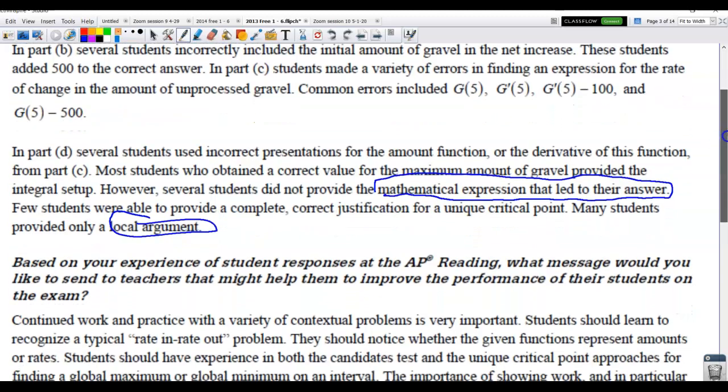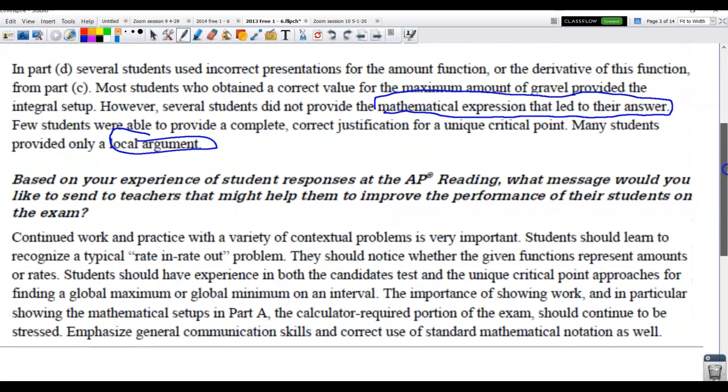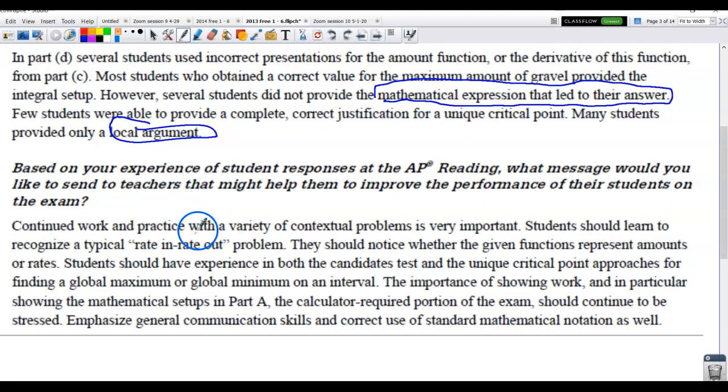Based on your experience, what would you tell students and teachers? Keep practicing in rates and out rates, is basically what they're saying, and that's what we're doing. Stress the importance of showing work, in particular the mathematical setups. That is very, very important.